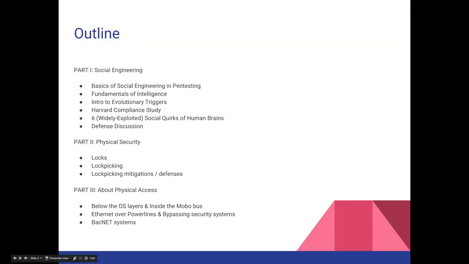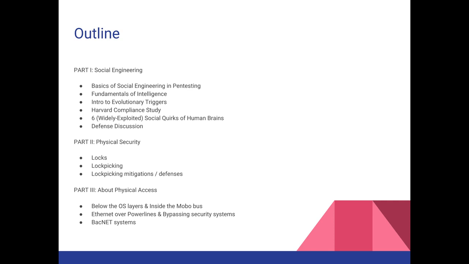The outline of today's talk is we're going to have three parts to this lecture. The first part is going to be about social engineering. We're going to cover the basics of social engineering and the fundamentals of intelligence gathering. We're going to talk about evolutionary triggers. We're going to discuss some classic psychology and social manipulation studies. We're going to talk about 6 specific, widely exploited social quirks of the human brain. And then we're going to talk about defenses for social engineering.